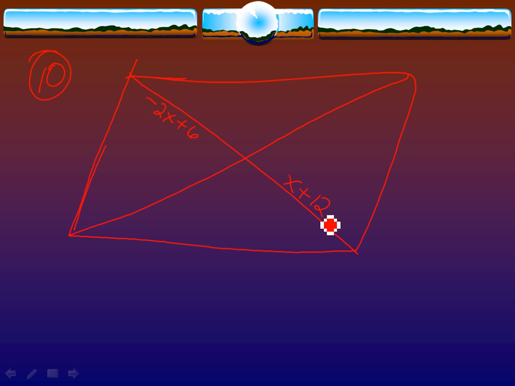Oh, we put them together. Add them? What do you know about them? They're the same. So what equation can you set up? Somebody solve that for x while I look at the other one.